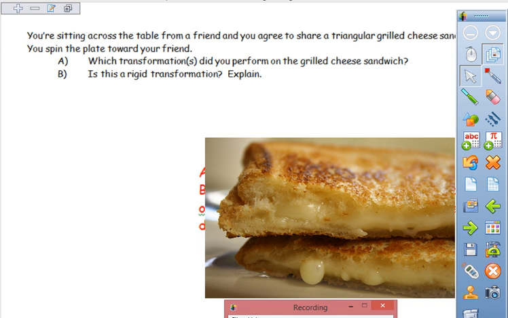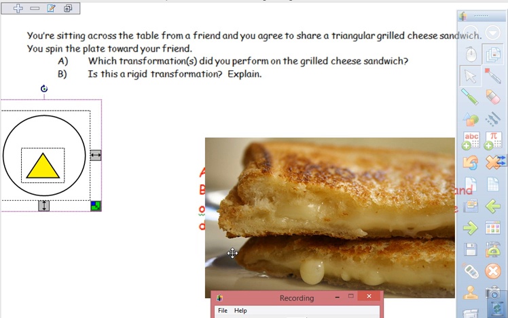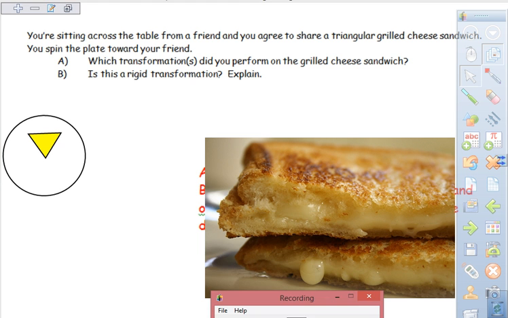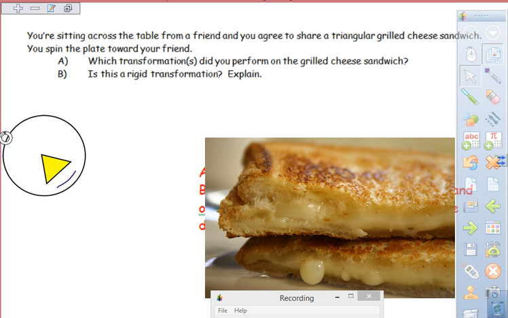You are sitting across the table from a friend and you agree to share a triangular grilled cheese sandwich. You spin the plate to your friend. Part A. Which transformation did you perform on the grilled cheese sandwich? So here's what your plate might look like, where you're sitting down here and your friend is sitting up here. And you need to spin your plate towards your friend. So maybe it looks like this. I did spin the plate, I guess it just doesn't look like it. So let me add some decorations so that you can see what's happening with the whole plate. So there, the plate moves too.